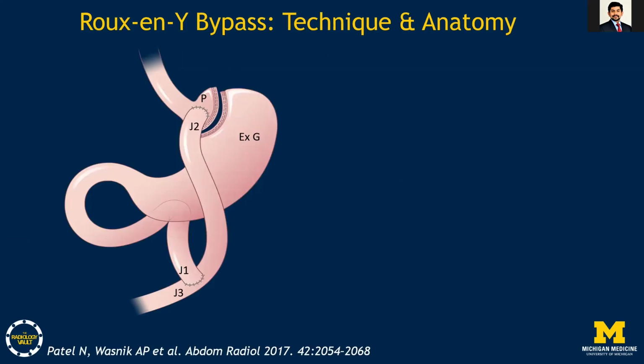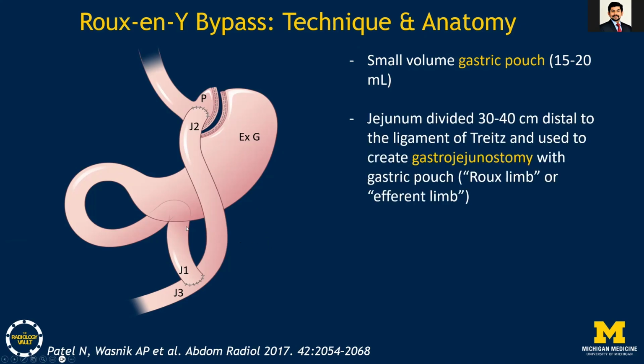Now, talking about the technique itself. The primary goal again is to create a small gastric pouch along the proximal stomach, approximately 15 to 20 ml. The jejunum is then divided approximately 30 to 40 centimeters distal to the ligament of Treitz, and then this portion of the jejunum is brought up and anastomosed to the gastric pouch, creating a gastrojejunostomy. And this limb then becomes the efferent or the Roux limb. The gastrojejunal anastomosis can be an end to side or side to side anastomosis.